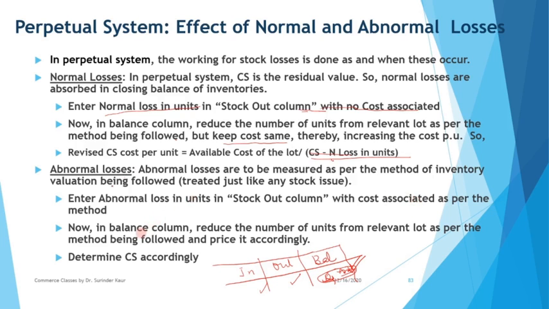However, in case of abnormal loss, we will be valuing it. So these are valued just like any stock issue. The way in which we measure stock issues, in the same manner, be it FIFO, LIFO or weighted average method, the abnormal loss of the stock will be measured. So we'll enter abnormal loss in stock out column with cost associated as per the method. Now in the balance column, reduce the number of units from the relevant lot as well as price it according to the system. So the cost of our closing balance will also be reduced. Accordingly, closing stock will be determined.